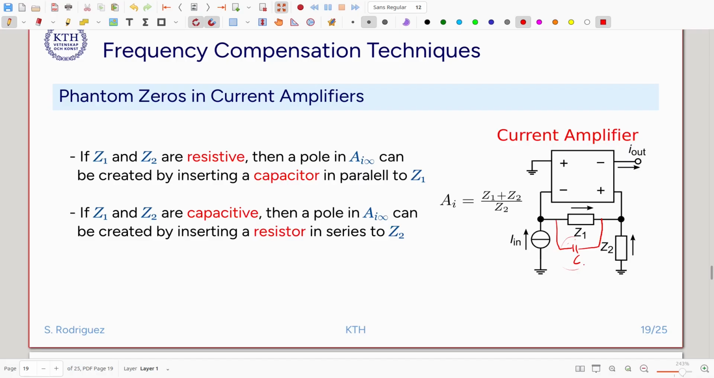If the feedback is capacitive instead, we will need to insert a resistor in series. If these two are capacitive and this is capacitive, we will need to insert a resistor here in order to create this pole in the asymptotic gain. So we have very easy methods to create these phantom zeros just by introducing capacitors or resistances in the feedback network.